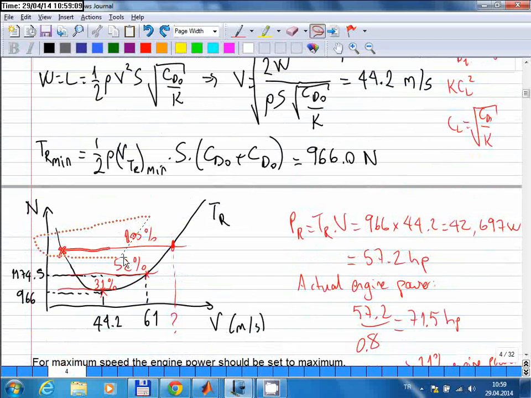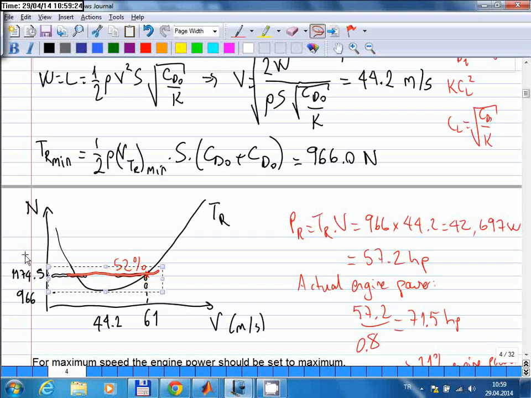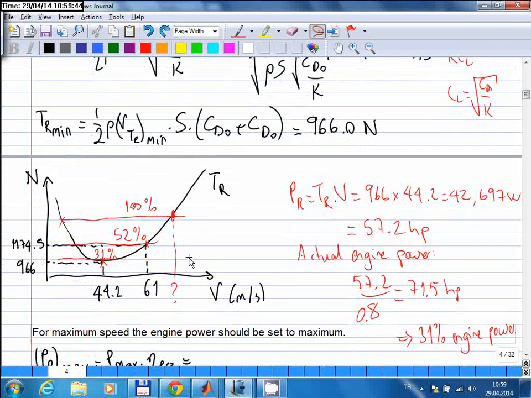So let me just remove this part first. So this is the thrust required curve, and at 61 meters per second, the required thrust force is this much in newtons, and this corresponds to 52% of the total engine power. Okay, and for this aircraft, we can also calculate the minimum thrust required value and the speed for a minimum thrust required, or you can also calculate the maximum speed for this altitude.